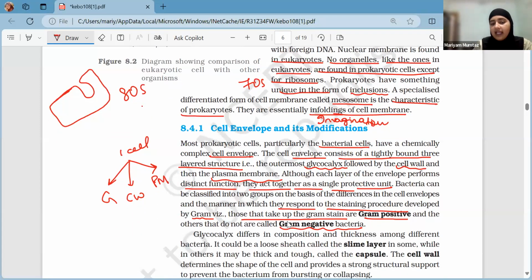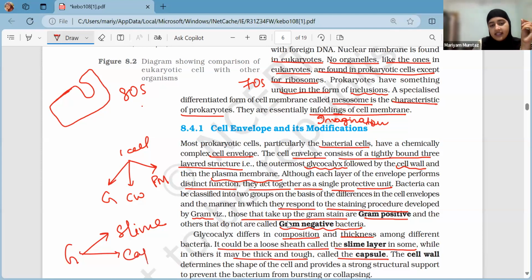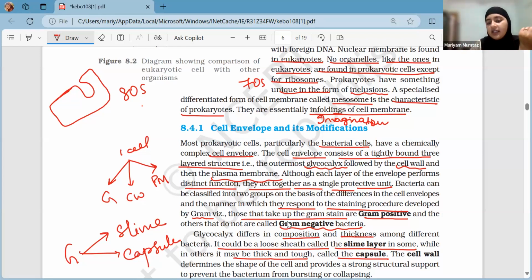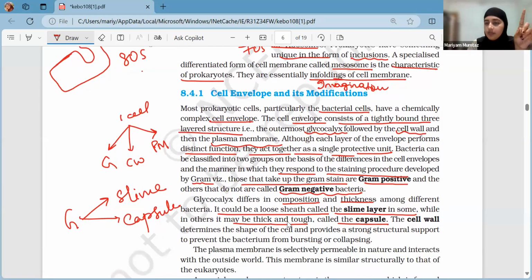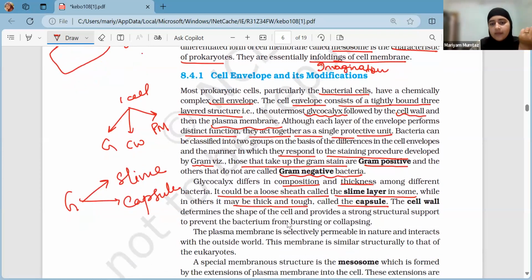Now, glycocalyx differs in composition and thickness among different bacteria. It could be a loose sheath known as the slime layer in some, while in others it may be thick and tough, called the capsule. So this glycocalyx is of 2 types: loose, called the slime layer in some bacteria, and thick and strong, called the capsule in some other bacteria. Different bacteria can have different types of glycocalyx depending upon the composition.